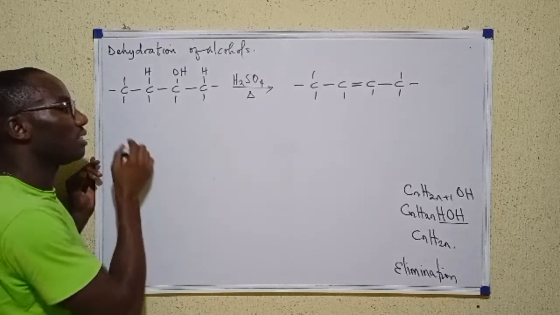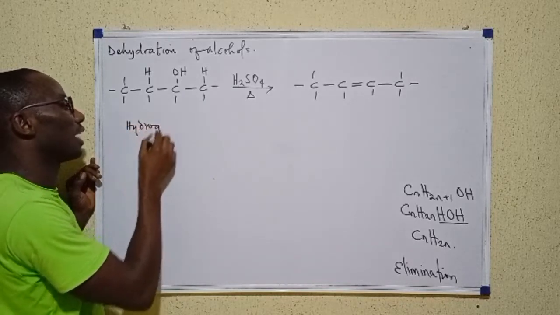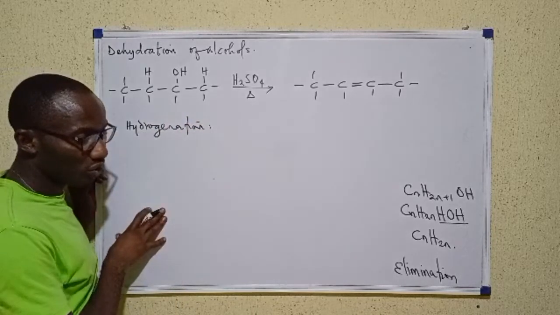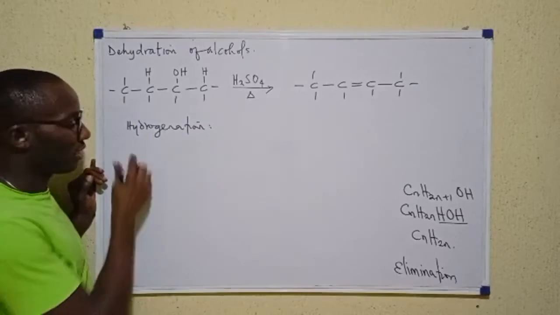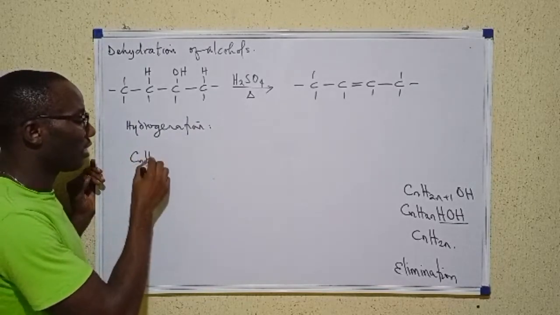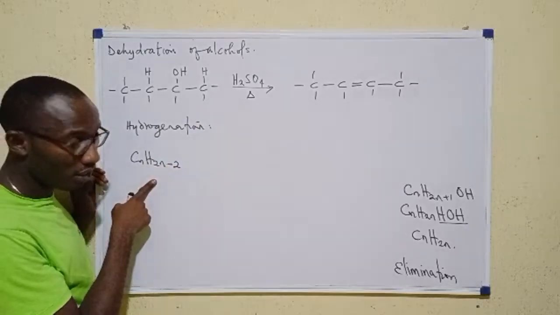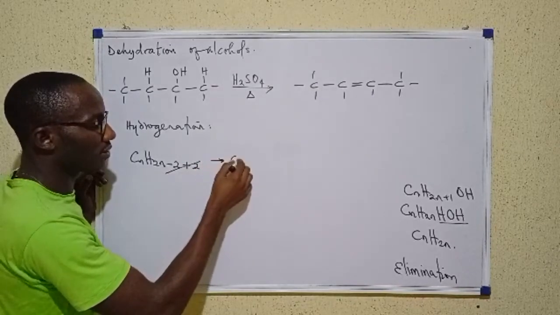So leaving elimination as a way of making alkenes, the next method of making alkenes that I'm going to talk about is hydrogenation. Hydrogenation of what? Hydrogenation of alkynes. Alkynes can be hydrogenated. That is, when you have CnH2n-2, that's an alkyne. By the time you add hydrogens to it, just 2 hydrogens, you are going to get CnH2n.